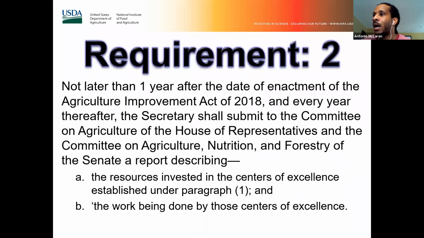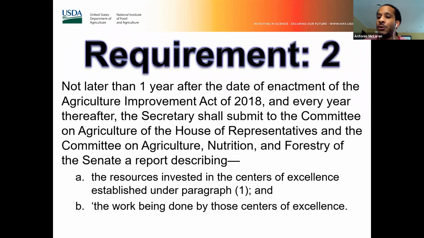Secondly, not later than 1 year after the enactment of the Agriculture Improvement Act of 2018, which is the Farm Bill, and every year thereafter, the Secretary shall submit to the Committee on Agriculture of the House of Representatives and the Committee on Agriculture, Nutrition, and Forestry of the Senate a report that describes two things. The first is the resources invested in the Centers of Excellence established under paragraph one, which was the previous slide, and the work that's being done by those Centers of Excellence. Okay, so that really closes out the two requirements with respect to the Farm Bill program.